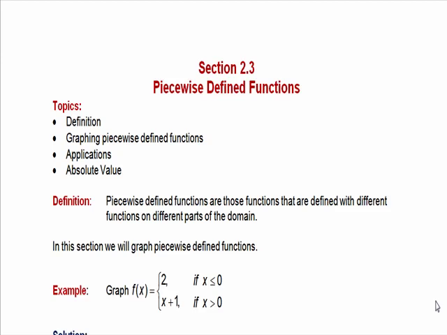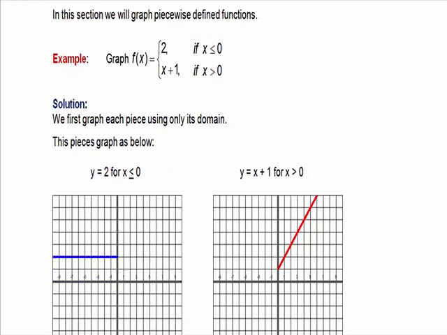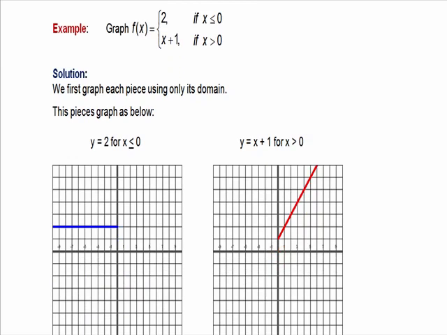So instead of a one-line function, there'll be a two-line or a three-line function, and we'll define each of the pieces on a different part of the domain, a different set of x's. In order to illustrate this, let's take a look at an example. Suppose I'd like to graph f at x equals 2 if x is less than or equal to 0, and x plus 1 if x is greater than 0. So the function equals 2 for negative x's and 0, and it equals x plus 1 for x greater than 0.